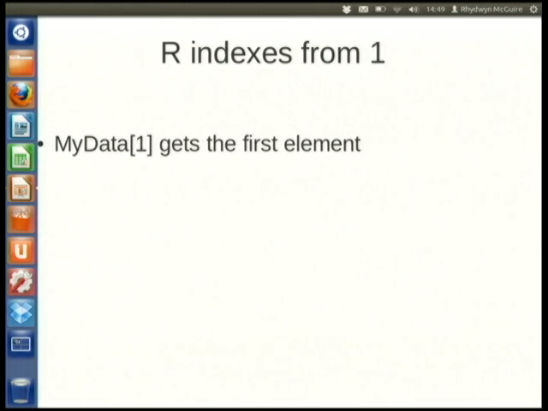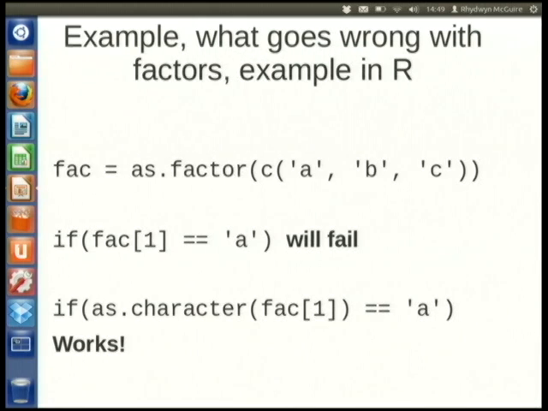R indexes from 1. You have no idea how much this has tripped me up in the last year, jumping between Python screens and R screens. This is the first element. With factors, you can't test factors as their string, although you'd like to. I'd like to. That will fail. Factors can't be compared to strings. You have to cast it. Simple, but that will trip you up.